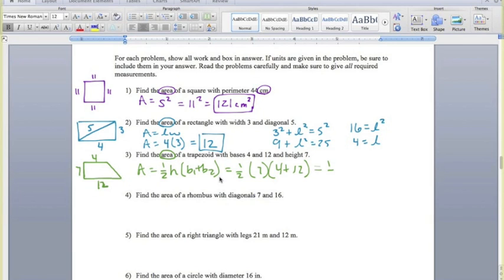Order of operations says that we need to add the 4 and the 12 first, which is 16, and then we can multiply that all together and get 56. There's no units in the problem, so I don't need them in my answer, but don't square the 56. We can use a calculator. You may use a calculator, yep.